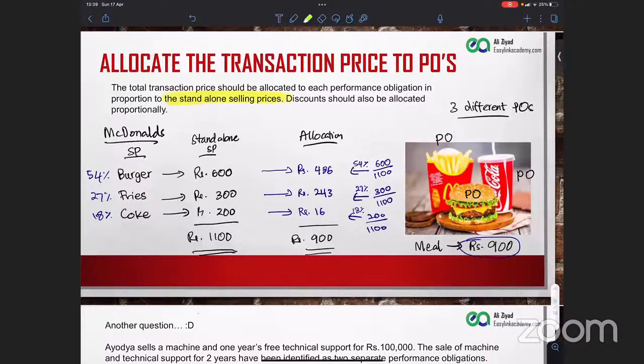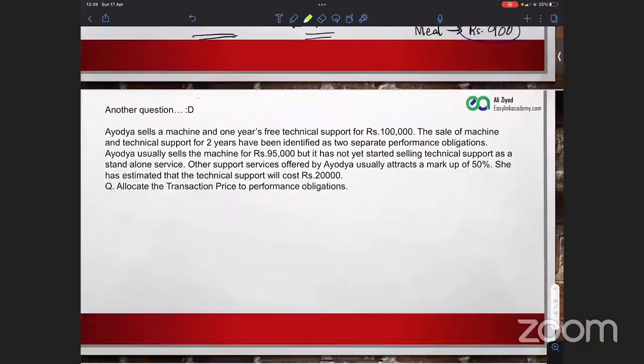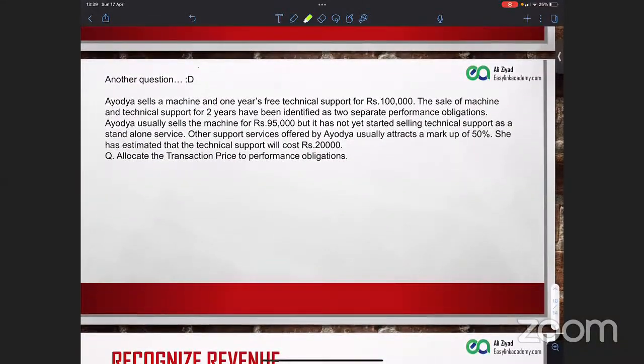No, guys. What we will do is, if it's related to goods, as soon as the control is passed, as soon as you give the burger to your customer's hand, it will be recorded as revenue. But if it's service, the case is different. Before I go to the final step, let's look into another question. Another situation. Guys, pay attention. This is very important. Latest standard, highly tested.